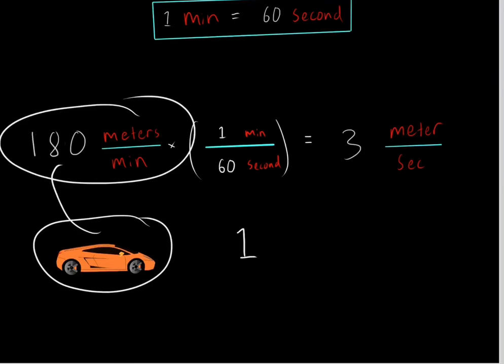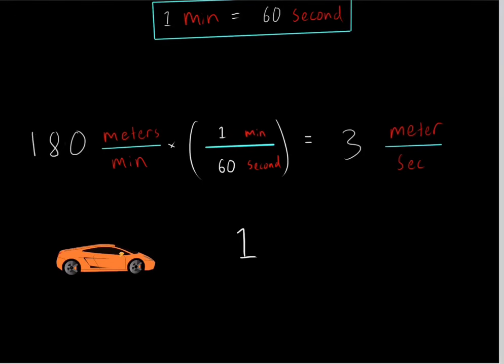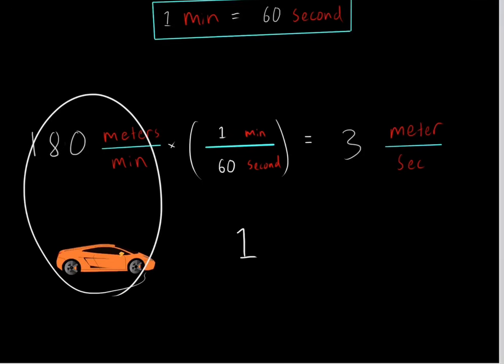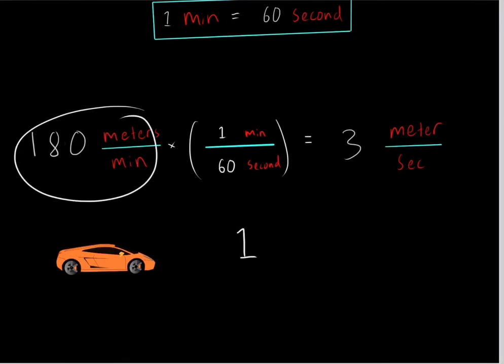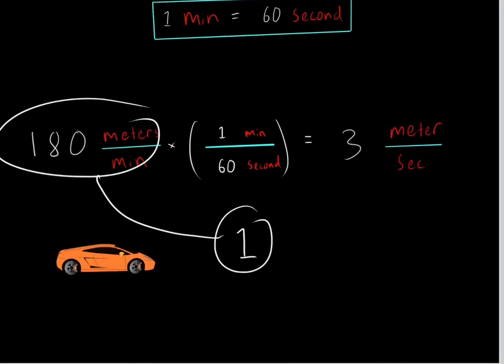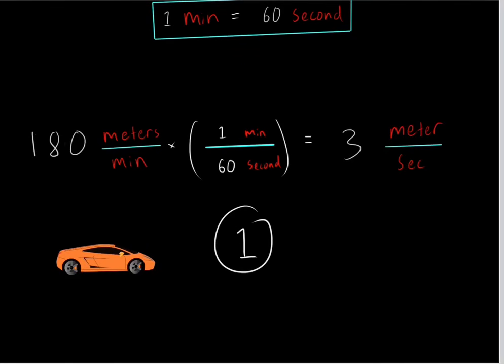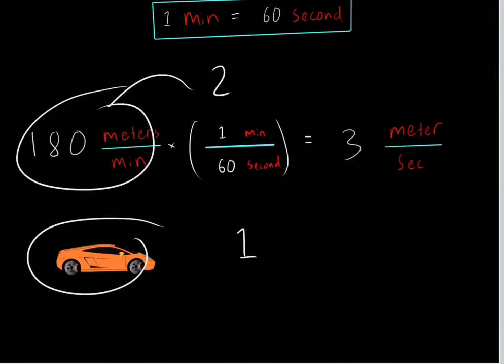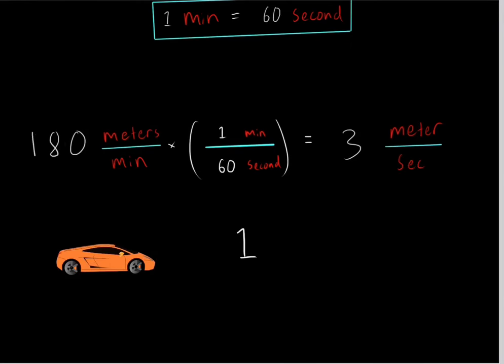This car is traveling at 180 meters per minute. We don't want to physically change that velocity. So we want to multiply this by 1. So we're not physically changing the velocity this car is traveling at. Because if this equaled 2, we would be doubling the velocity that this is traveling at, and that's not what we want to do. All we want to do is change the units. So again, this has to equal 1.